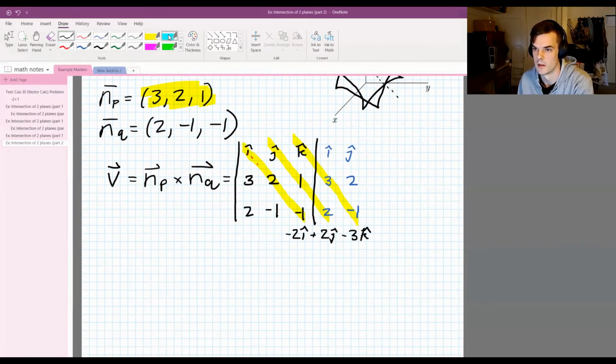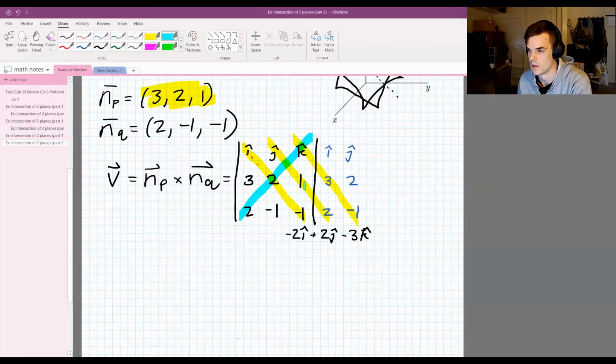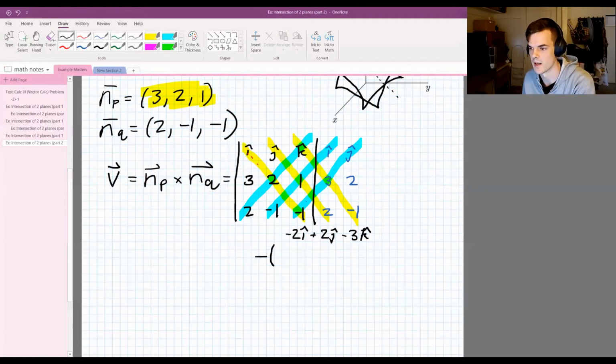All right. And now we're going to look at the reverse diagonals. They're going to go the other direction. The way I remember this is we're actually going to be subtracting these next three numbers, but since they're going in reverse, they get a minus sign. So k times 2 times 2 is 4k. i times 1 times -1, minus i. j times 3 times -1, minus 3j.